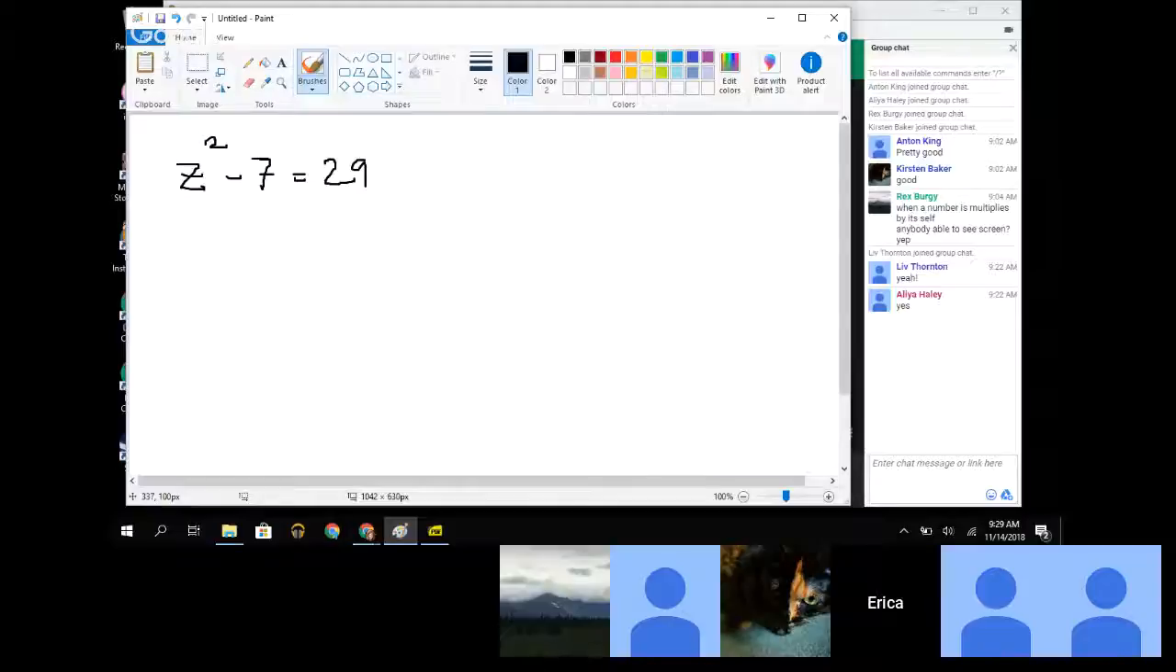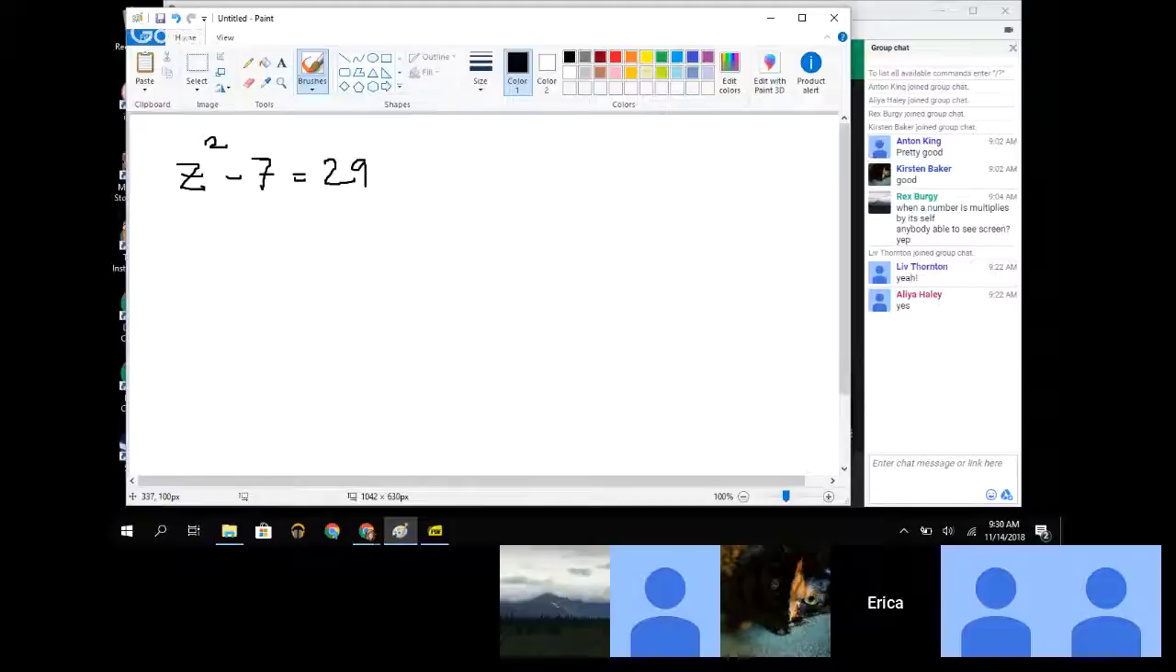So is this a quadratic? Yep, it's a quadratic, right? I want to solve for z, so what are my options? My options are that I could factor it, right? That would be one option. Another option would be that because I don't have just a plain old z term, right? I have a z squared and I have a constant, but I don't have a plain z term. So because of that, I could also solve this using square roots, right?